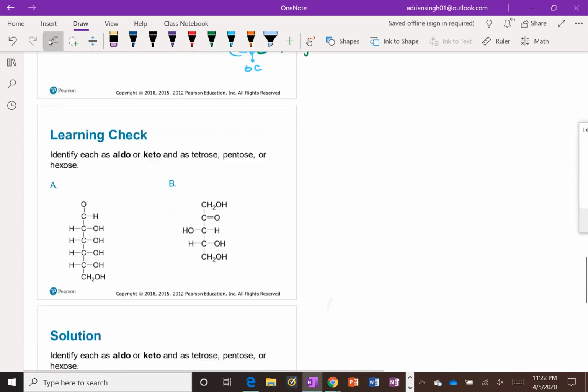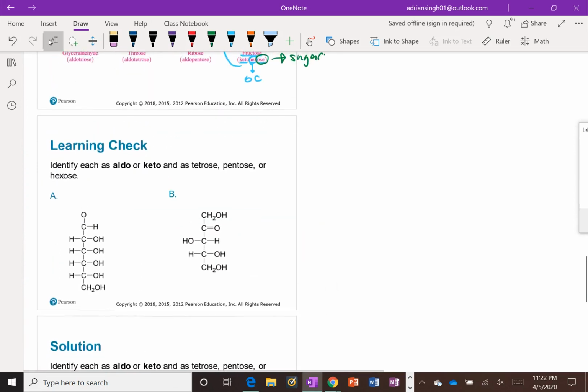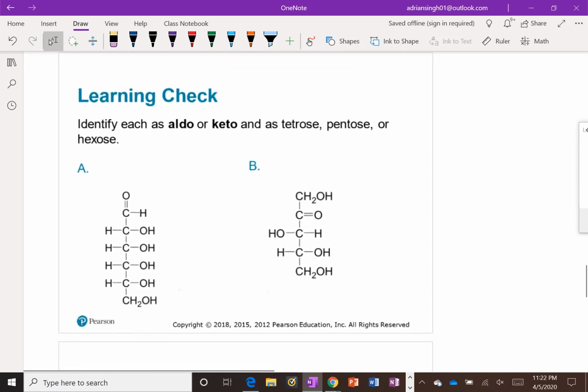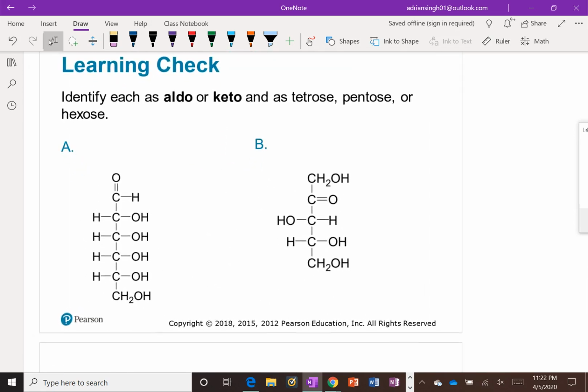Okay, so let's do a quick example, and you'll see when we start looking at these structures that the way we represent the structures of sugars is going to look slightly different than our regular depiction of organic molecules, because there are special rules that we use for sugars that make it a little bit easier to interpret those structures.